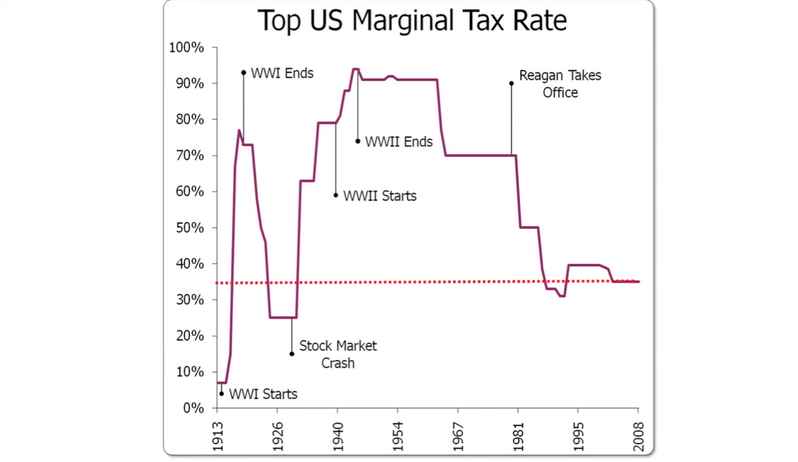And then when World War II starts, we're jumping up to 80, 90, 95%. That rate then stabilizes a little bit down to about 70% at the end of World War II. And then with the Reagan Revolution, we see it drop down all the way to around 35%. And then basically fluctuating very close to that 35% range through the 1980s, 90s, and all the way up to today.